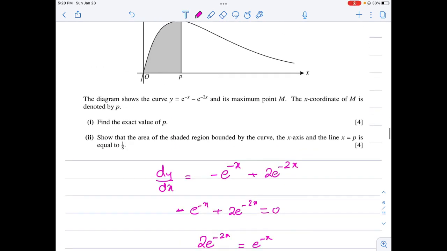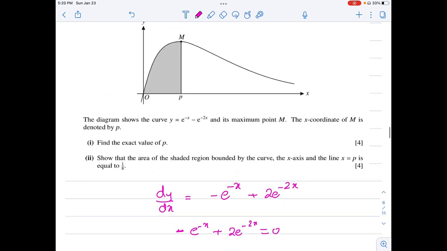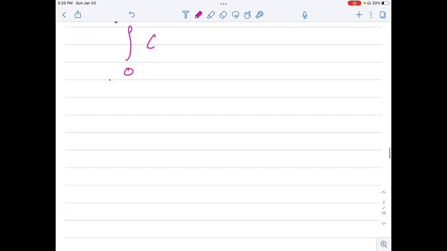Now coming to the second part, show that the area of this shaded region bounded by the curve, the x-axis and the line x is equal to p is equal to 1 upon 8. So I have to find the integral from 0 to ln 2 for the curve. What is the curve equation? e to the power of minus x minus e to the power of minus 2x dx.